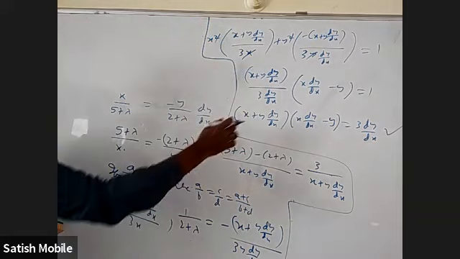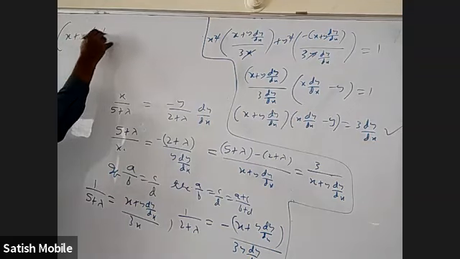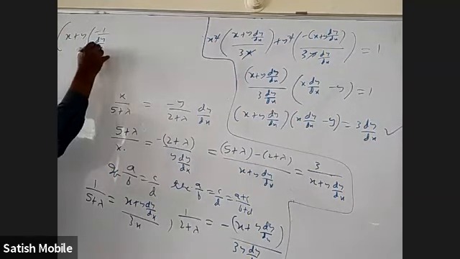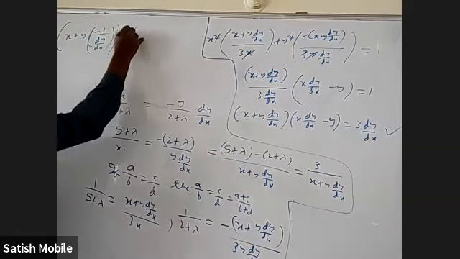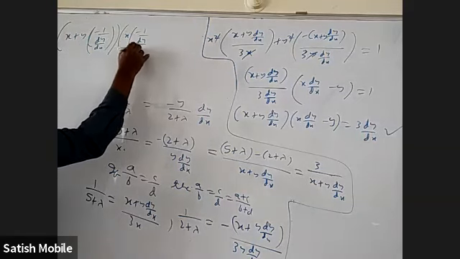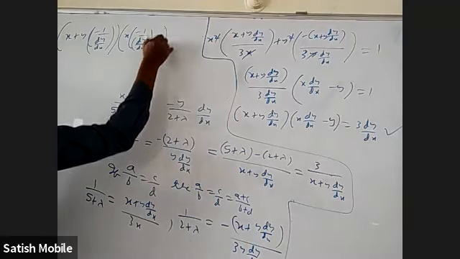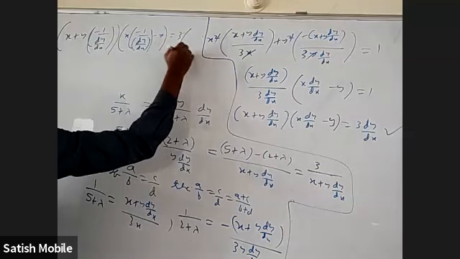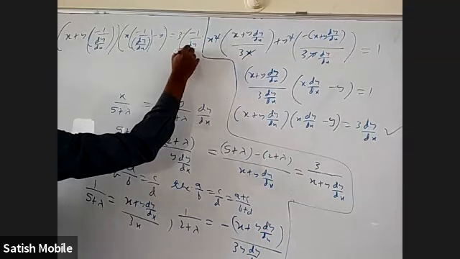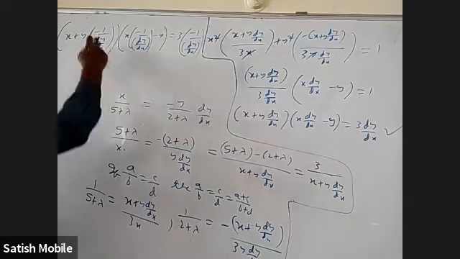Okay, let us replace dy by dx with minus 1 by dy by dx. x plus y into minus 1 by dy by dx, and x into minus 1 by dy by dx, minus y, equal to 3 into minus 1 by dy by dx. So I replaced dy by dx everywhere with this.